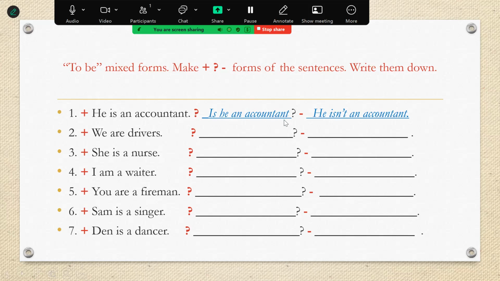Is he an accountant? And to make a negative, we should put the particle not after the verb to be. He isn't an accountant. He is an accountant. Is he an accountant? He isn't an accountant. Pause this video and do this exercise in writing. Then check your answers.